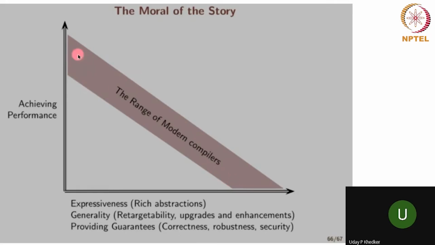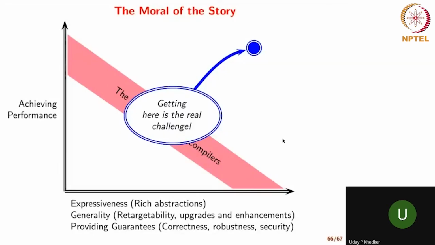Or this whole range is this. Or you can have an extremely rich thing but low performance. I mean, compilers or even interpretation for functional languages fall in this range. Of course, they're not as bad in achieving performance as they were earlier, but compared to, let's say, highly efficient compilers, their efficiency is still much less. Okay, so the point is, getting here is the real challenge. Can we achieve performance and yet give guarantees and have an expressive language?